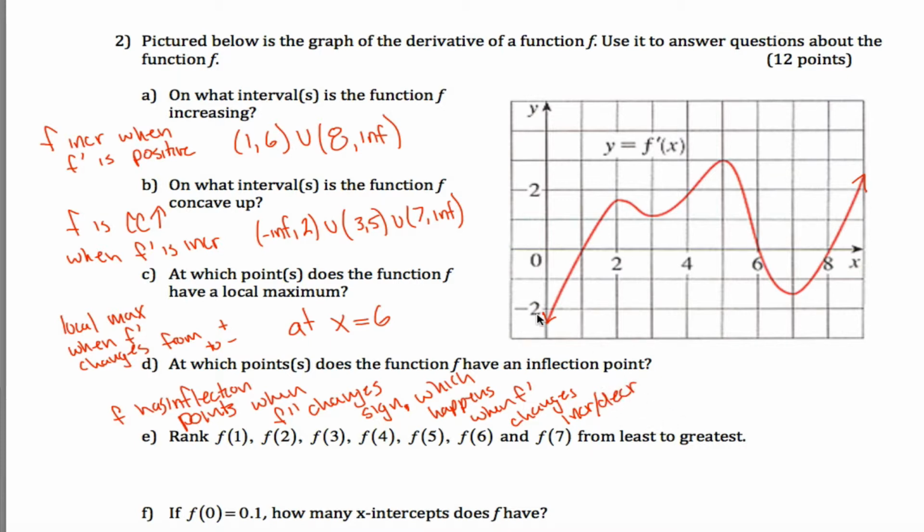So where does that happen? Well, let's see. It's increasing and then it switches to decreasing at 2, it looks like. And then it's decreasing and it switches to increasing at 3. And then it's increasing and switches to decreasing at 5. And then it's decreasing and switches to increasing at 7. Got inflection points at all of those x coordinates.